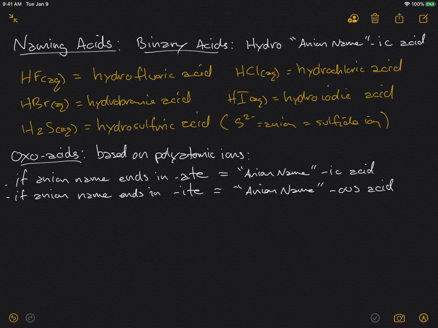The other type of acid is called an oxoacid, and the anions in this case are polyatomic ions, usually of oxygen. And there are two types of oxoacids. One, if the anion ends in ate, then whatever the anion name is, it's called an ic acid. And then if the anion name ends in ite, it's called an ous acid. So let's take a few examples.